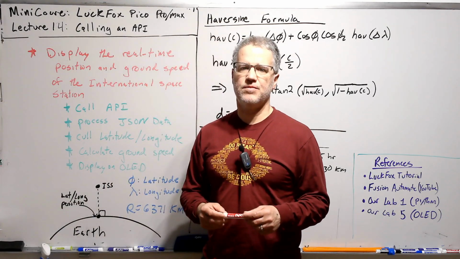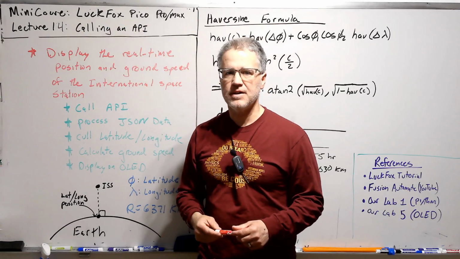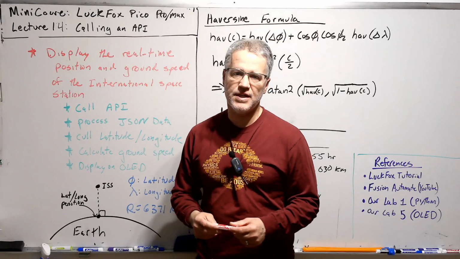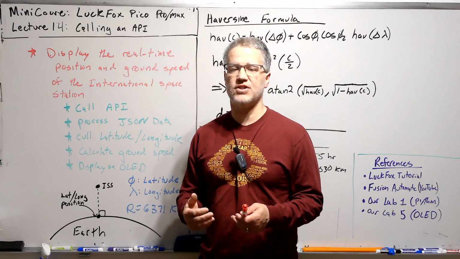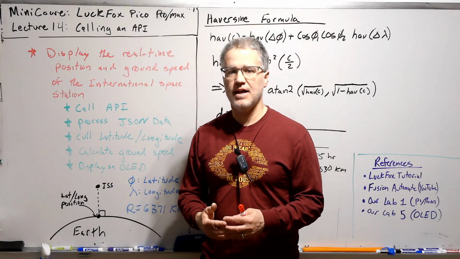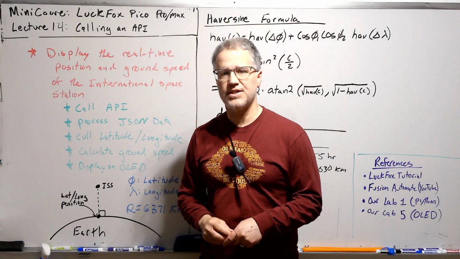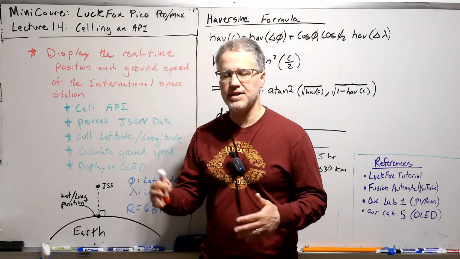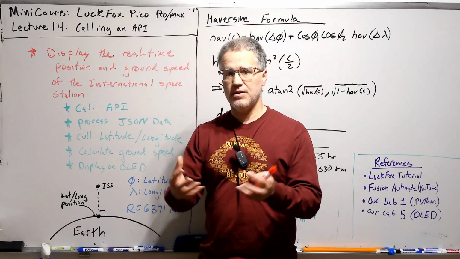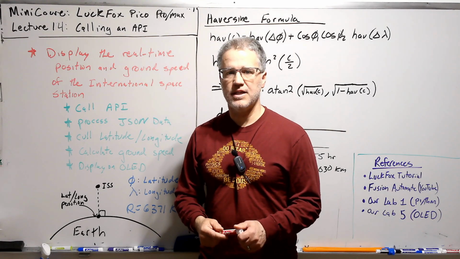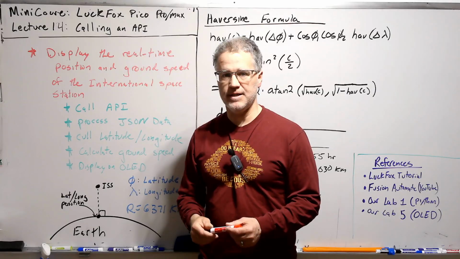Fun day today. We're going to be using the LuckFox to go out to the internet and pick up real-time data. In particular, we're going to be tracking the position of the International Space Station. There's a free API that developers can use to just request latitude, longitude, and timestamp information about the International Space Station. Then we'll calculate the ground speed of the space station and display that on an OLED.